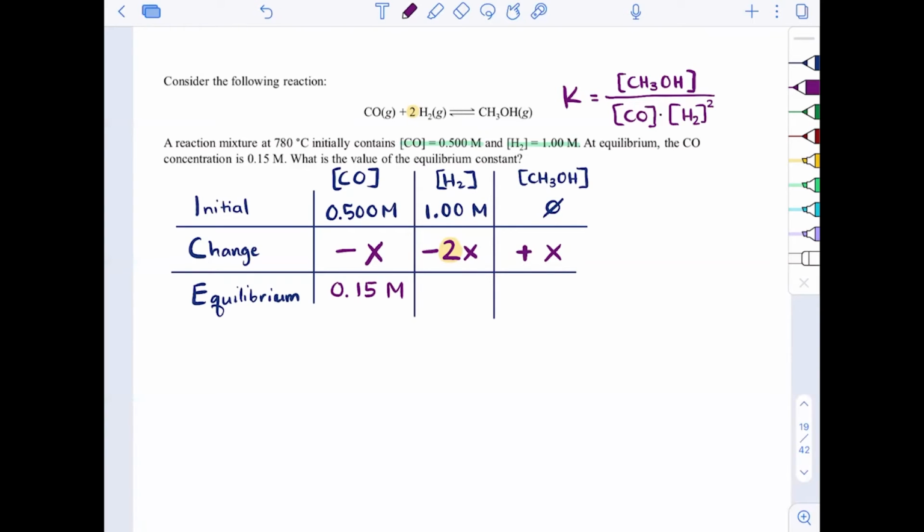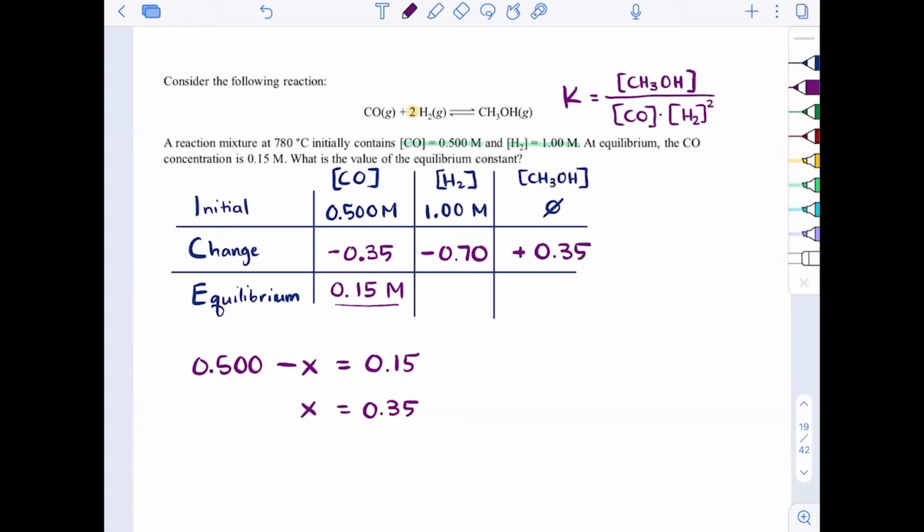So what I'm looking at here is a stoichiometric relationship of the changes in concentration that occurs when this reaction starts to reach equilibrium. Now, because I've been given this value of an equilibrium concentration, I can calculate using algebra x. X is equal to 0.35. The change in concentration that occurs to reach equilibrium is 0.35 for carbon monoxide, 0.70 for hydrogen, and positive 0.35 for methanol.